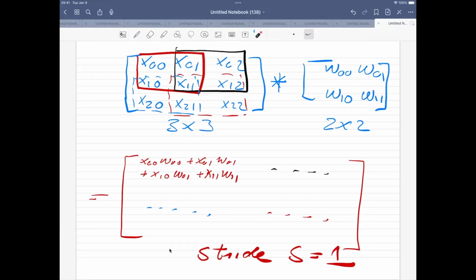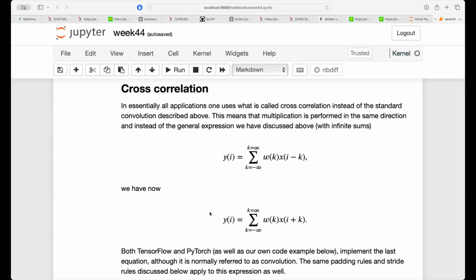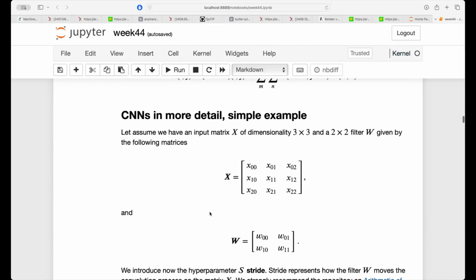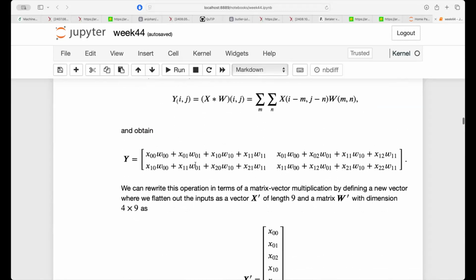Now, there is another thing concerning padding, which I want to bring back here. So let's bring back the Jupyter notebook. If you look at the case which we had here, the only possibility is a stride equal to 1. And this is the result we get when we have performed the convolution.